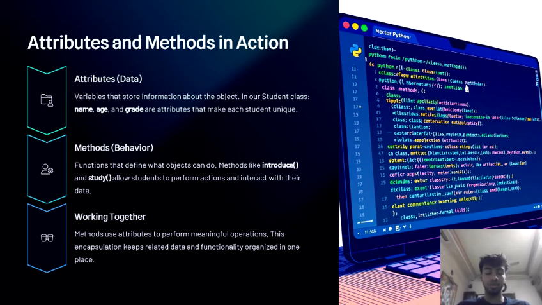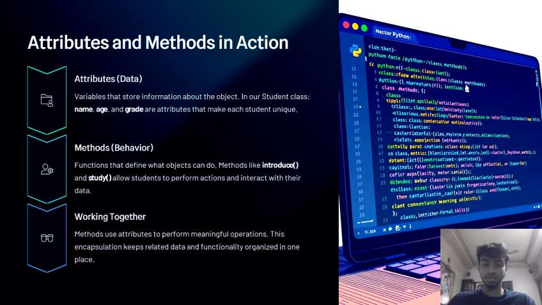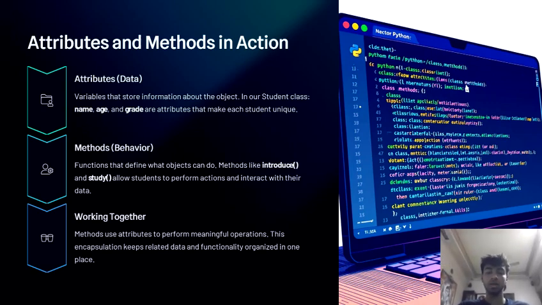Attributes and methods. Let's look at how attributes and methods work together. Attributes are variables inside a class. They hold data like name, age, or grade. Methods are functions inside a class. They define what actions objects can perform. Together, they keep related data and behavior organized in one place. This is what makes OOP so clean and efficient.